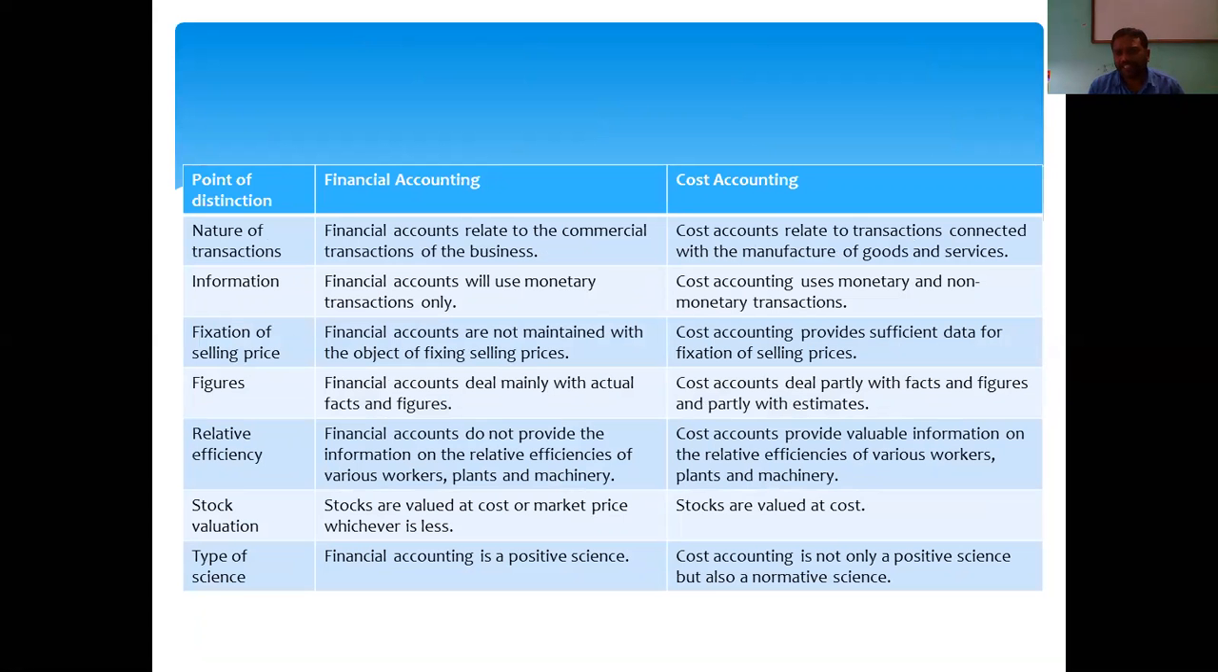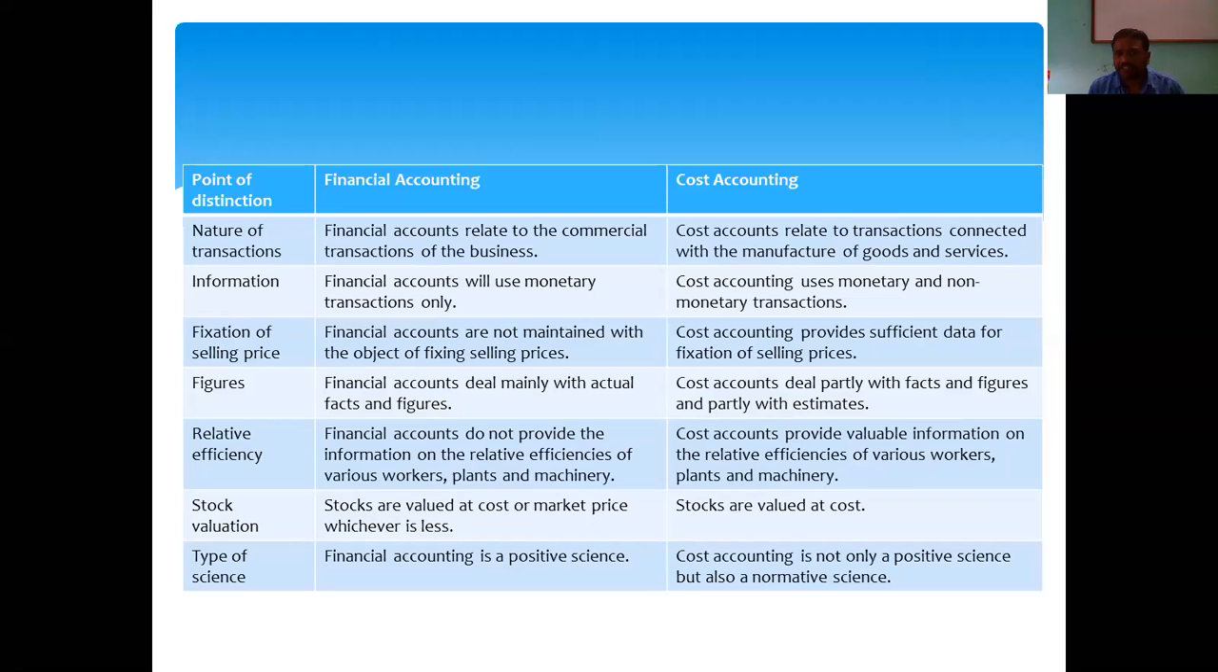And nature of transactions, the financial accounts relate to the commercial transactions of the business. We are going to write in monetary terms. But whereas the cost account relates to the transactions connected with the manufacture of goods and services. To make the production, what costs are going to be incurred, we are going to write.